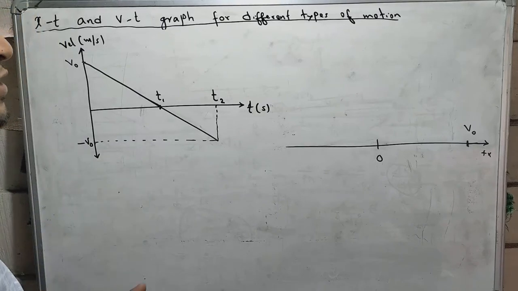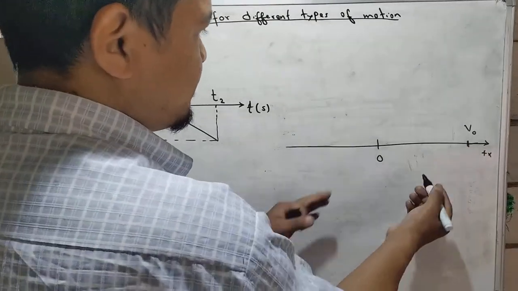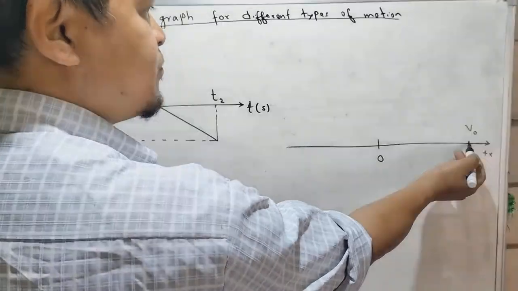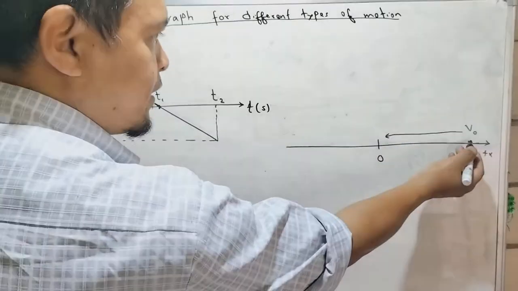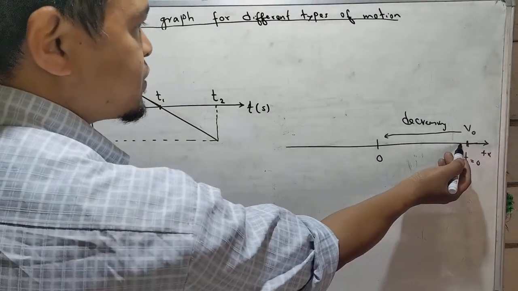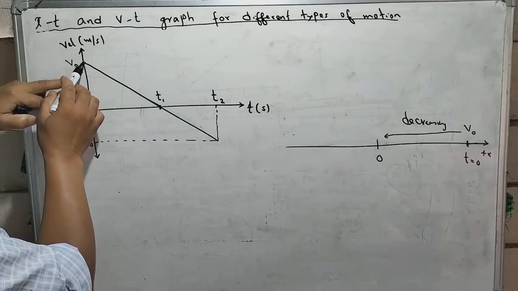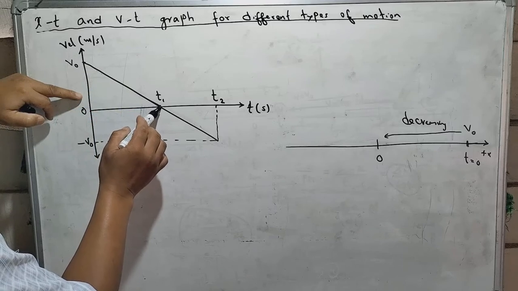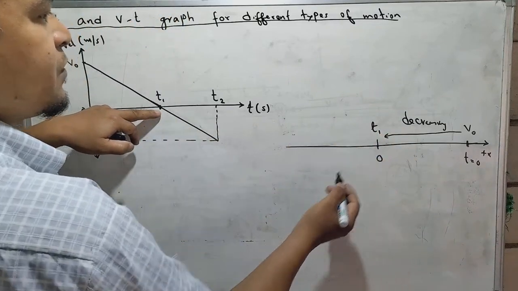Another graph: we consider the motion of a body that starts from the positive side of the x-axis. Let's say at time t equals 0, the velocity of the body is v naught, and this body is on the positive side of the x-axis. Now, the body is moving towards the origin with a decreasing velocity. As the body moves towards the origin with a decreasing velocity, in the graph that situation is this. At time t equals 0, the velocity is v naught. As the time increases, the velocity falls down, and it reaches 0 at this point, at a time t1. So when the time t is equal to t1, the velocity becomes 0.